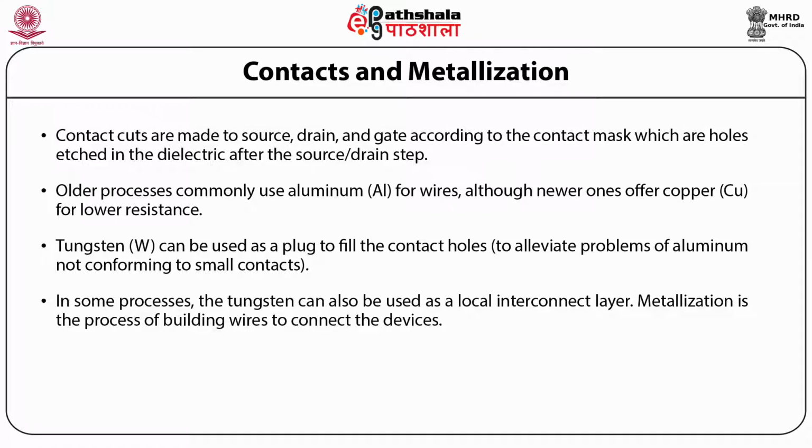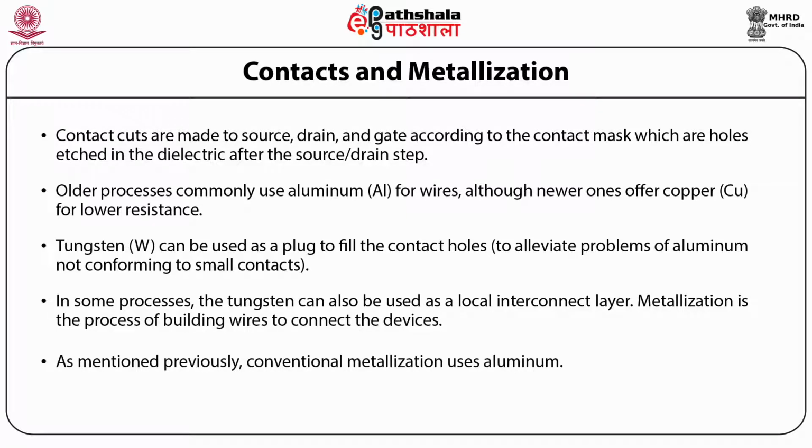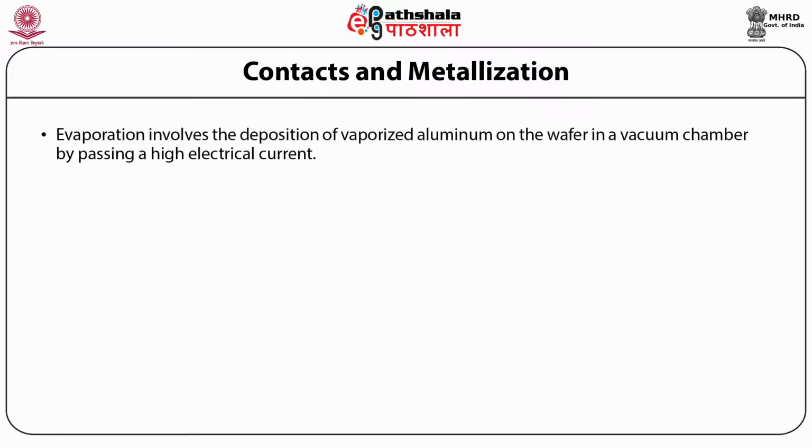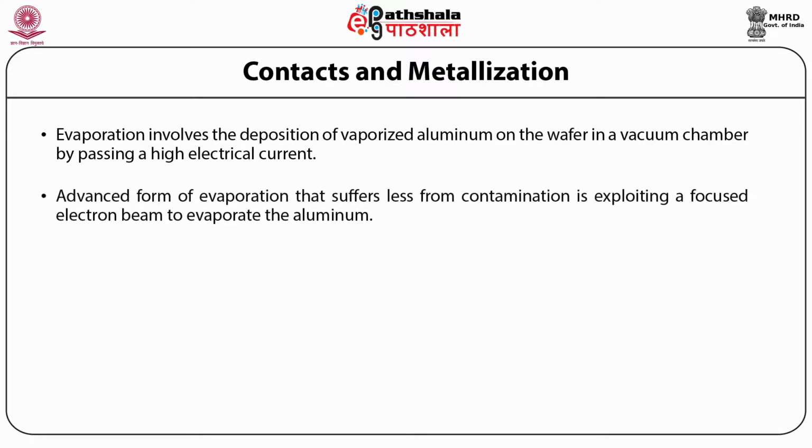Now the metallization process, which is the process of building wires to connect the devices. Here we can use aluminium, which can be deposited either by evaporation or sputtering. Evaporation involves the deposition of vaporized aluminium on the wafer in a vacuum chamber by passing a high electric current. An advanced form of evaporation that suffers less from contamination is exploiting a focused electron beam to evaporate the aluminium.